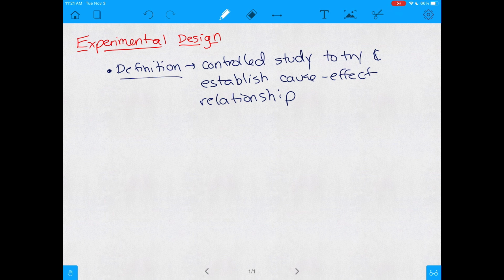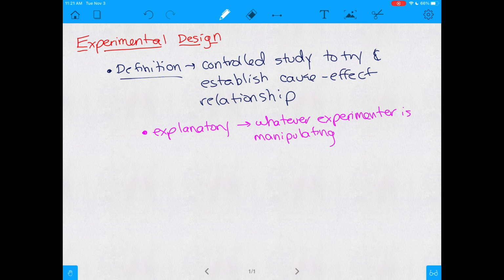So there's an important thing here in terms of our variables. We still have an explanatory variable, which in this case is whatever I'm manipulating. When I say I, I really mean the experimenters. We still have our response variable, which is what our experimenters are measuring.